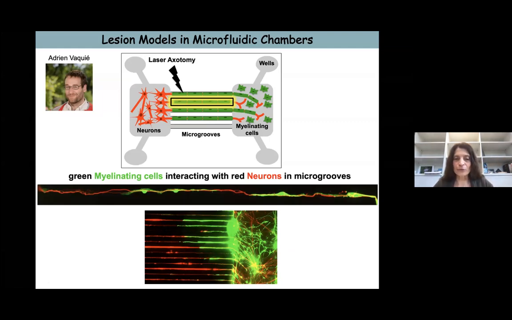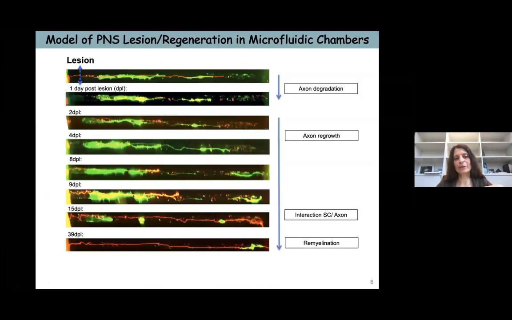What is really amazing with this system is that it really mimics what happens in vivo. If you look at the model with Schwann cells, you can see this red axon here, and on the top of it, you can follow this Schwann cell that has a typical morphology of a myelinating Schwann cell. When you do a lesion, you can see already one day post lesion, the axon is totally disintegrated, and you can see the change of morphology of the Schwann cell.